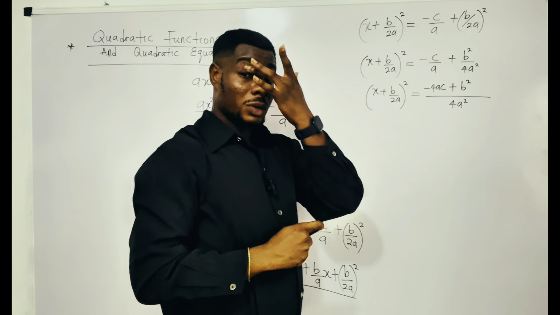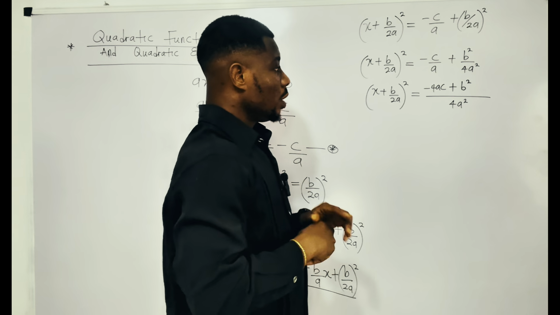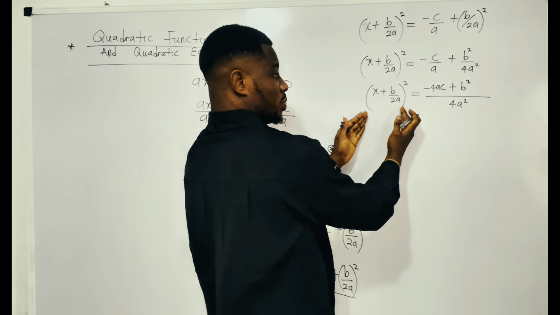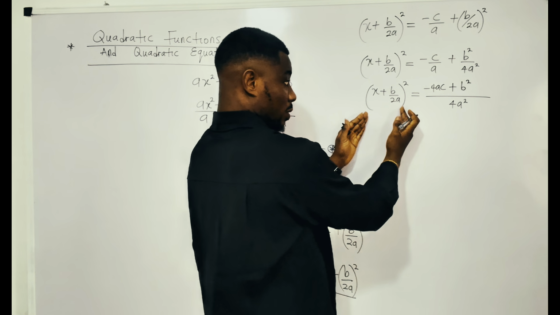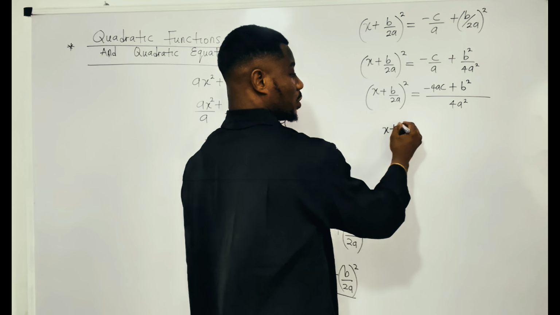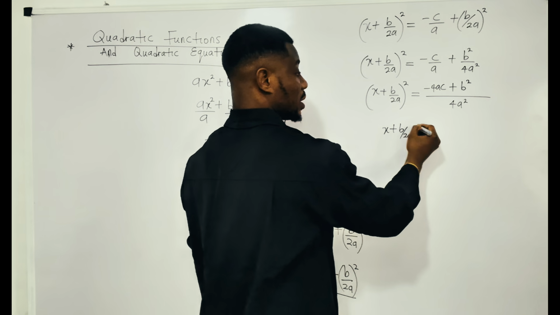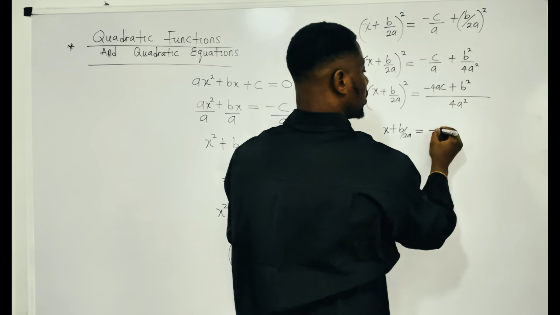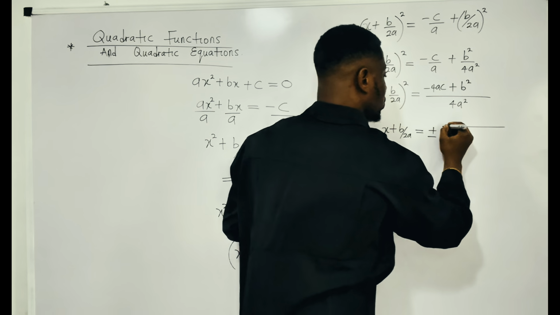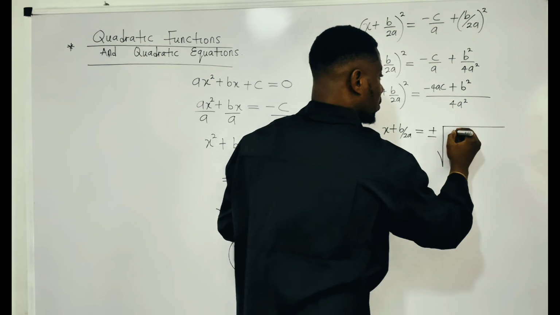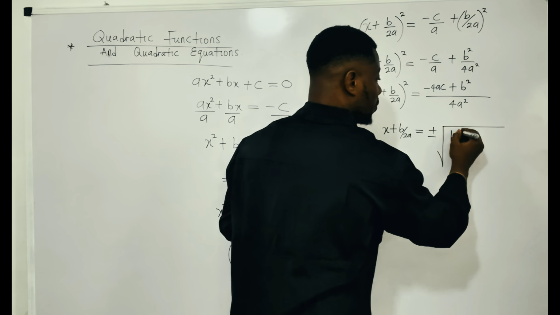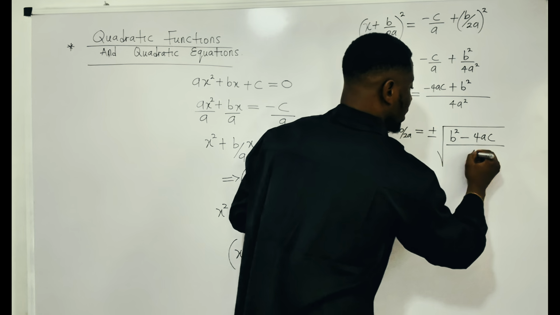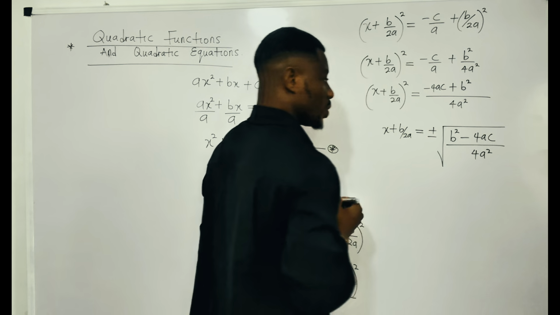So now at this point, I want to look for x. What I'll do here is very, very easy. To find x, the first thing I'll do is to make x plus b over 2a stand alone. So I'm going to be having x plus b over 2a. It is standing alone now. So this will now be on the right hand side plus or minus square root of, let's just rearrange it to be b squared minus 4ac divided by 4a squared. This is what I have.